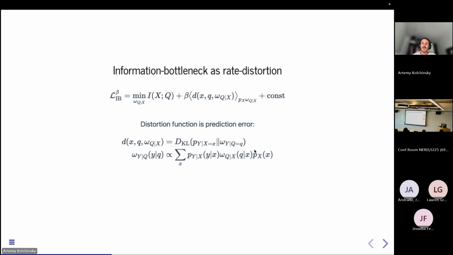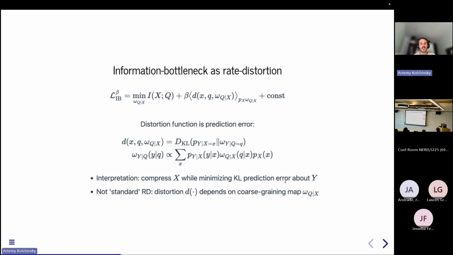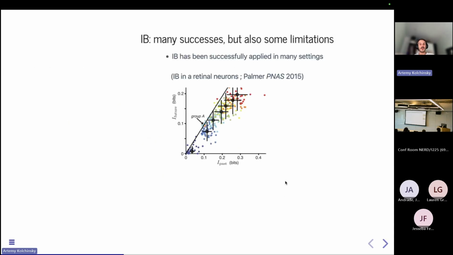And this definitely has the form of rate distortion, but it's not a standard rate distortion problem because the distortion function itself depends on the encoder. And so, for example, what this means is that it's a non-convex problem. We don't have a simple, or even not simple, guaranteed way to solve it. And so there are numerical issues, but I'm also going to argue that there are some conceptual issues that arise from this. So the KL is another way to think about prediction error here, and as I mentioned, it's not a standard distortion function.